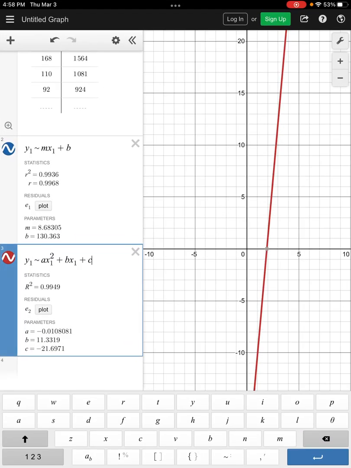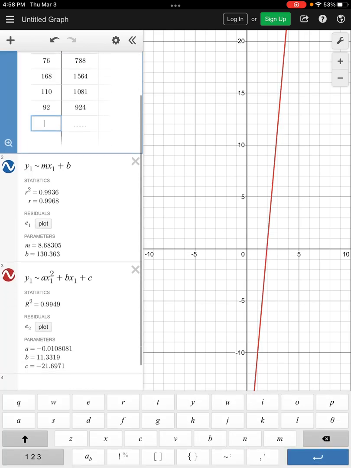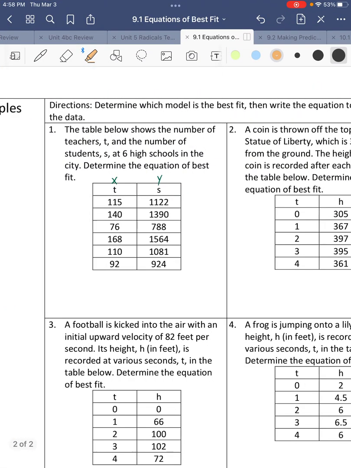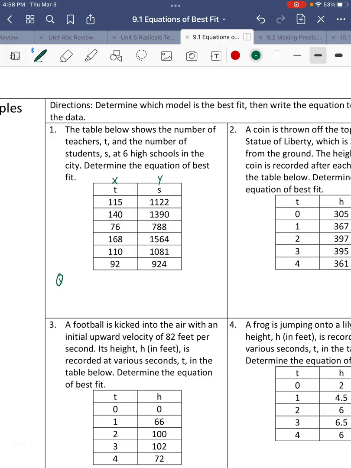So when we're looking at our numbers, the linear r squared is 0.9936, and the quadratic, the second one in red here, is 0.9949. 0.9949 is bigger than 0.9936, so that means the quadratic is a better model. So I'm going to go back to my paper and write quadratic just so I remember that. The quadratic is a better model.